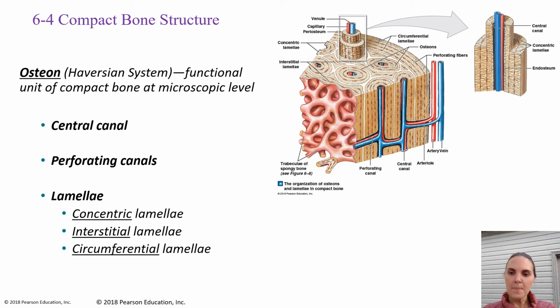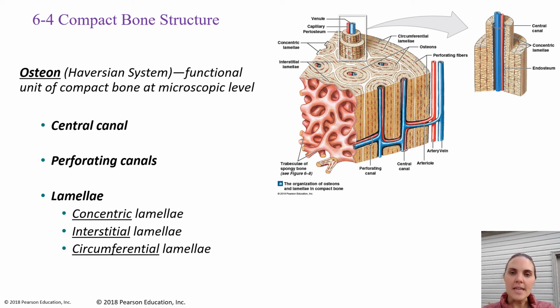So in our compact bone, remember that's the bone that made up the walls of the long bone or the bread of the flat bone sandwich. In our compact bone, we have what's called the basic functional unit. The main component of that compact bone at a microscopic level is called an osteon, or sometimes called a Haversian system.